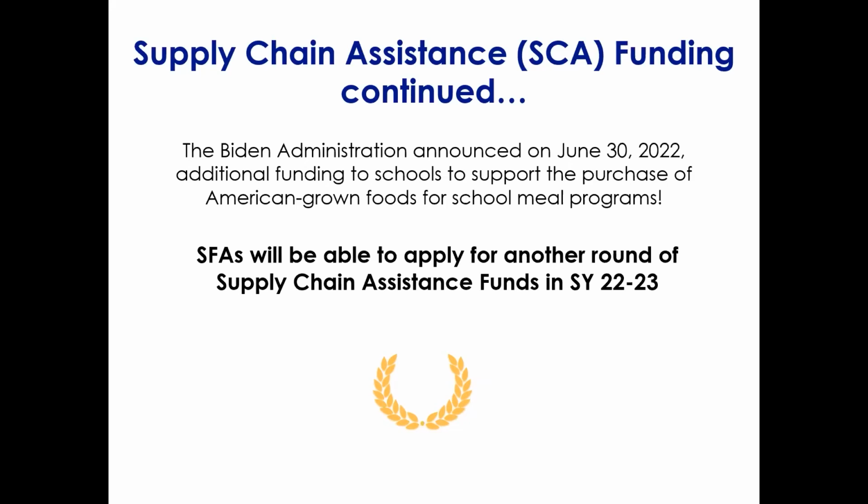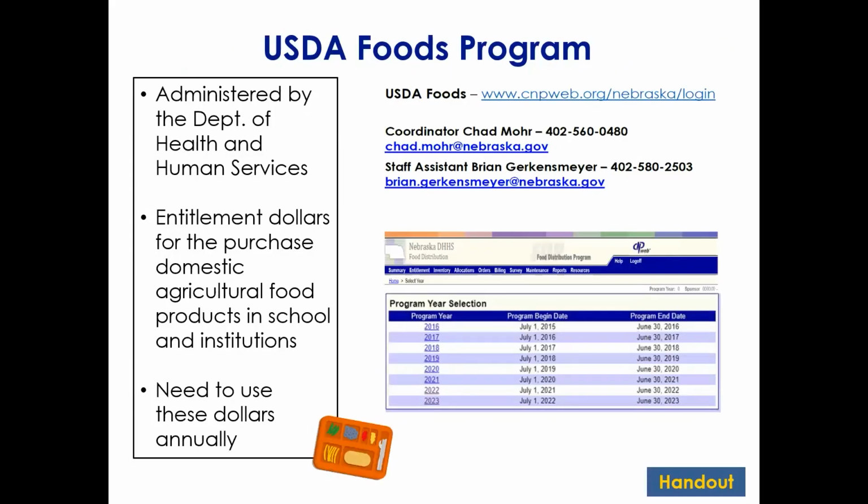All right, I believe this is our last content slide before we get to questions. The USDA Foods program. The information on the right side of your screen is the handout in your handout packet. And what it tells us is who to contact when you have a commodity question. If you're a new food service director, you need to know how to set up an account. Basically, you can contact Chad or Brian. Either one of them is very helpful to help you figure out what's going on.